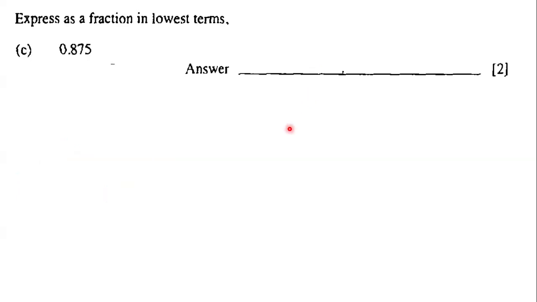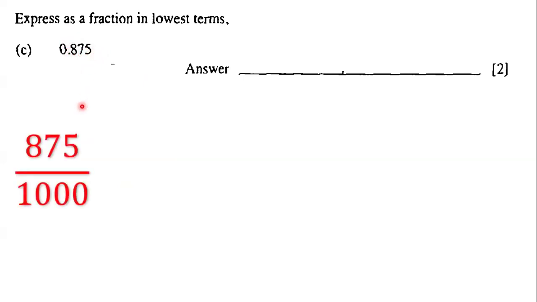Next, we have to express as a fraction in lowest terms 0.875. And so what we have to do is take 875 and put it over 1,000. And we know it's 1,000 because notice that we have 3 zeros, right? And the 3 zeros correspond with the 3 digits that we have behind the decimal point. If we had 2 digits behind the decimal point, we would use 100. And if we had 1 digit behind the decimal point, we would use 10.